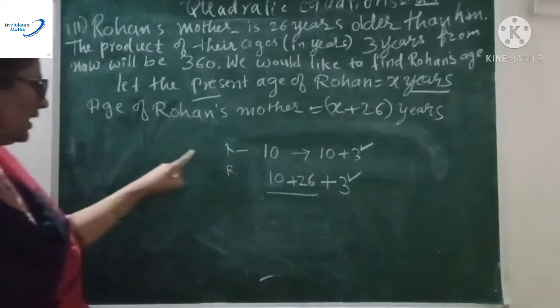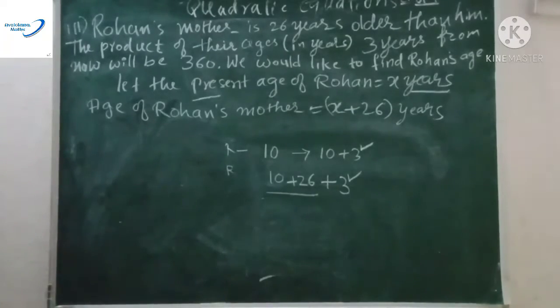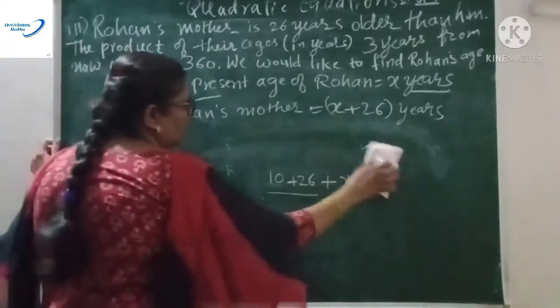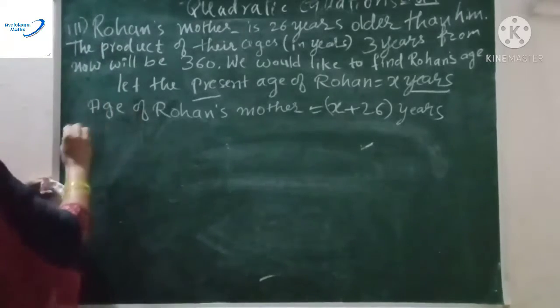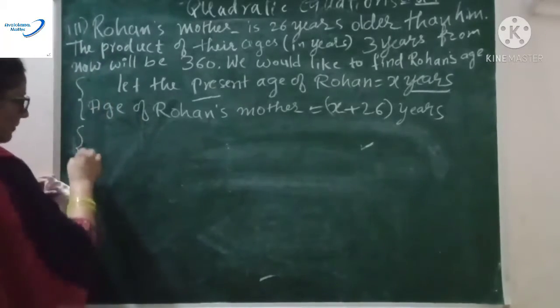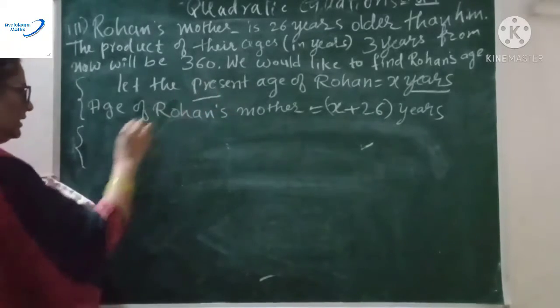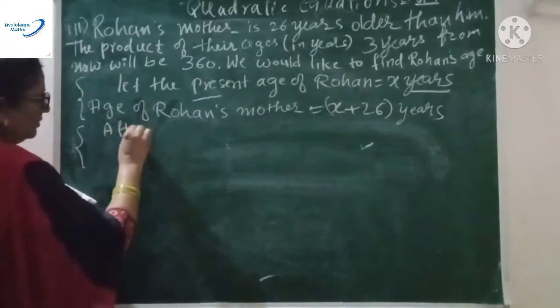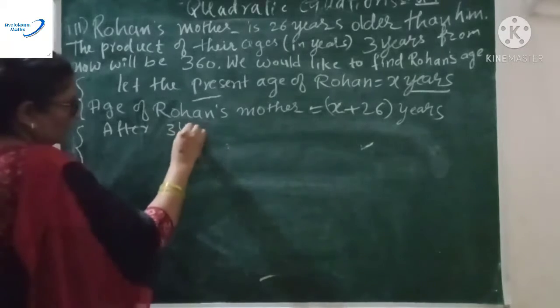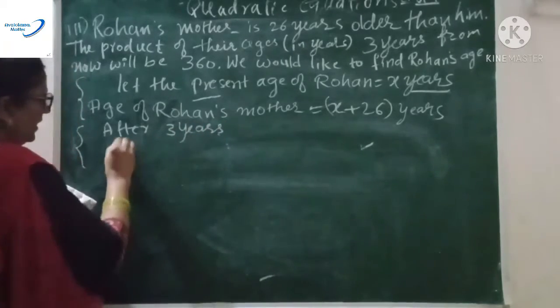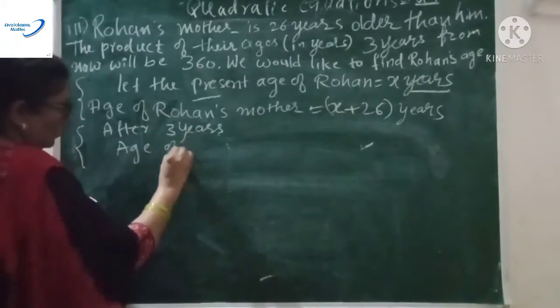Okay. Now we'll go not with 10, we'll go with your x only. As this is the first part, the second part is after 3 years. This is the present age. Now we'll go with after 3 years. Okay. After 3 years, what we are discussing? Age of Rohan.